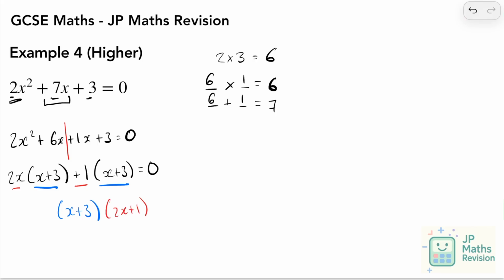Okay. So this time it's a bit different. So to make this thing equal to 0, x would need to be minus 3. Again, we just flip the sign, so plus 3 becomes a minus 3. But to make this thing equal to 0, we have to consider 2x plus 1 equals 0. So to solve this, you would minus 1, so 2x equals minus 1, and then you would divide by 2, so x equals minus a half. So we have x equals minus 3 and x equals minus a half.